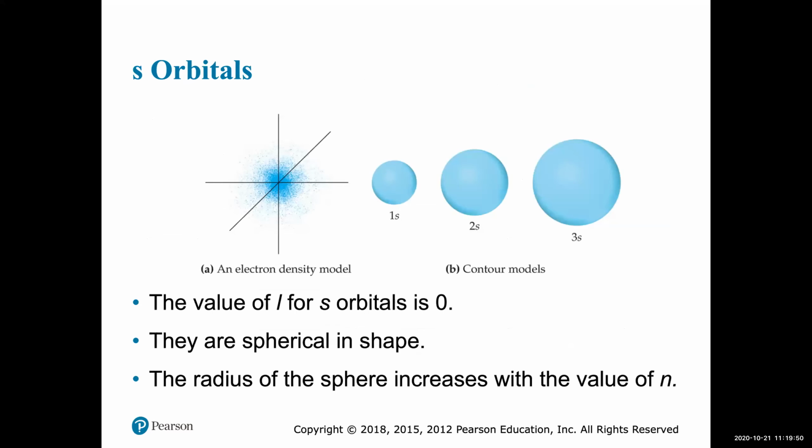So let's take a look a little bit at the orbitals to see what they look like. Let's start with the s orbital. If we look at that electron density model on the left, we see that it looks kind of like a sphere. And so the contour models on the right make that a little bit clearer to see. And what we see also is as we go up in principal quantum number from 1, 2, and 3, we see that the sphere gets bigger.